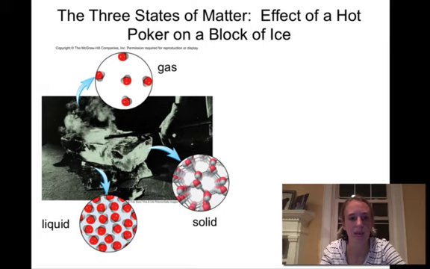Just a quick example of that: if you take a big block of ice and put a hot piece of metal on it, you're going to disrupt the crystal structure of the ice, which you can see in this image of the cartoon of the solid ice. And you'll get some liquid right at that surface, and then some of the molecules will escape into the gaseous state.